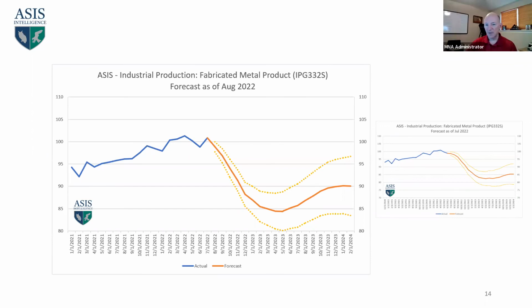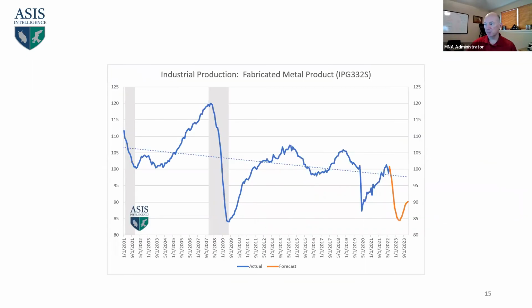Okay, and then just taking a look at this from a longer range perspective, it is a pretty significant dip, because it's worse than what it was in 2008 in this sector.